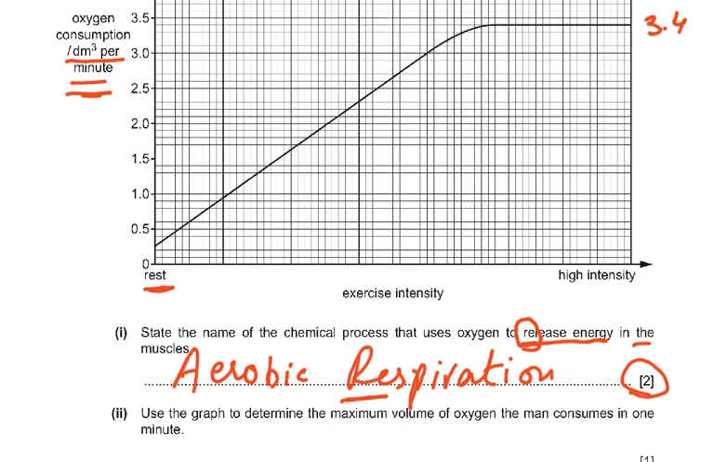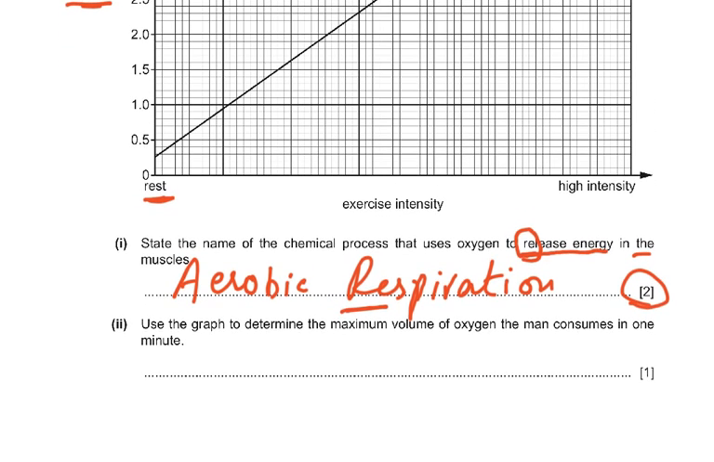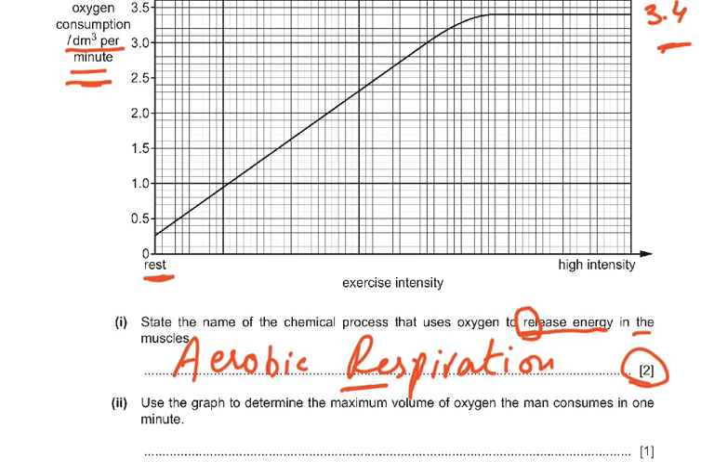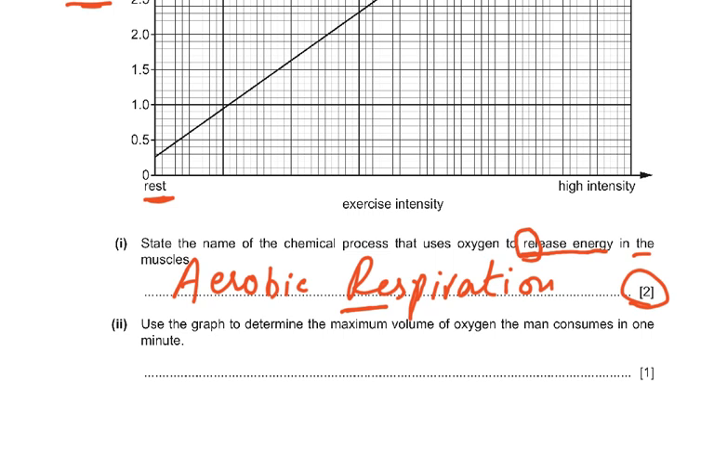So the one word aerobic is 1 mark. So if you just wrote respiration, you'll get 1 mark. But if you wrote aerobic respiration, you get 2 marks. Then it says use the graph to determine the maximum volume of oxygen. I've just mentioned that. That's 3.4. So the maximum volume of oxygen the man consumes in 1 minute is 3.4 dm cube. If you didn't write the units, well, you didn't get a mark for that. So 1 mark for writing 3.4 dm cube.